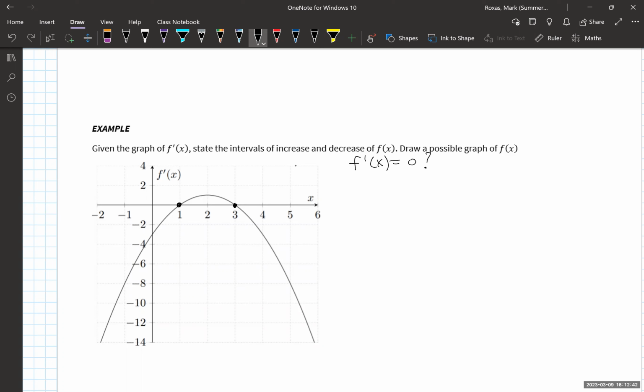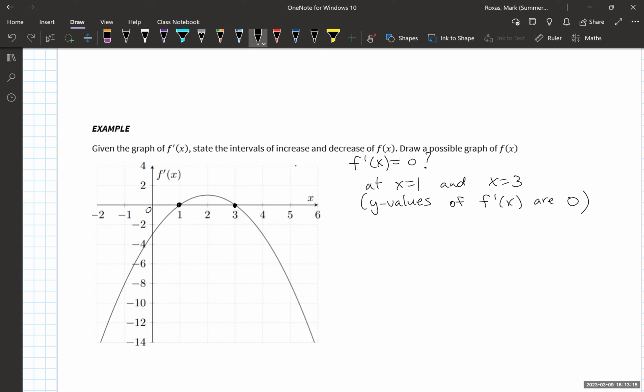This is the derivative. So look, where is the derivative equal to 0? And that's a y value. Remember, that's a y value, 0. Where is the derivative equal to 0? It's at x equals 1. I'm going to write that down. x equals 1 and x equals 3. Okay. And in other words, let's put this in our notes. The y values of f prime x are 0.